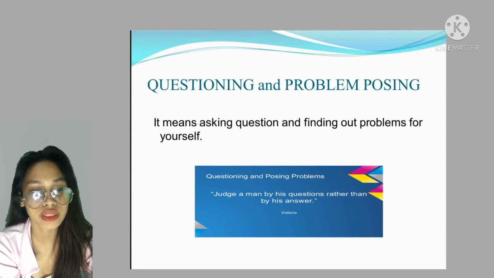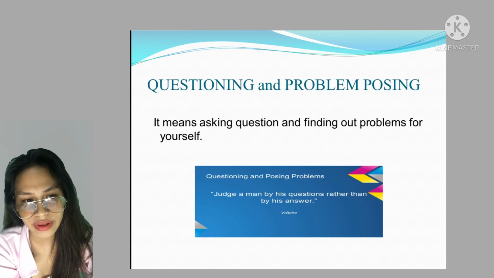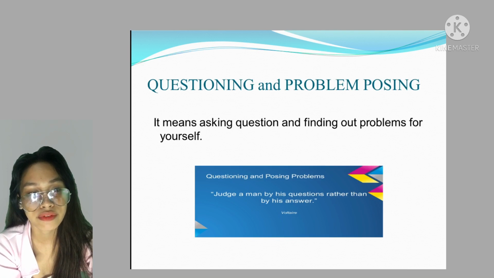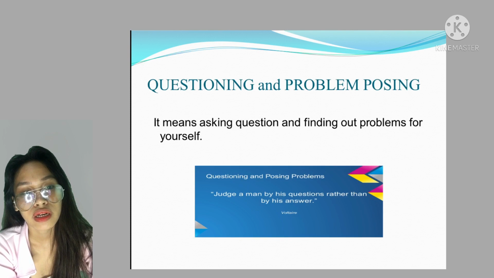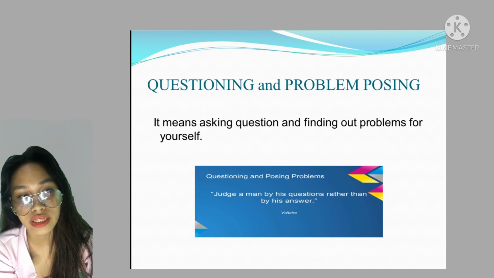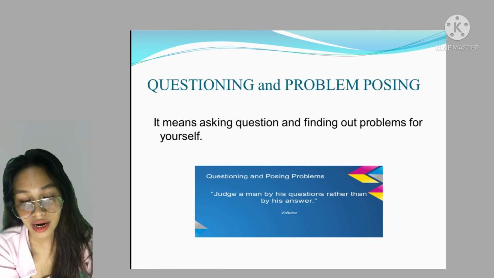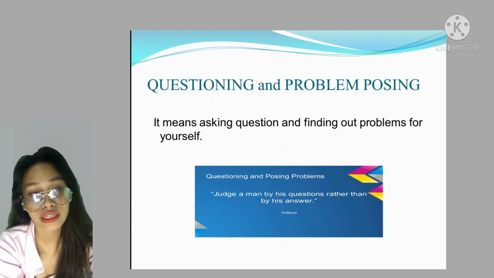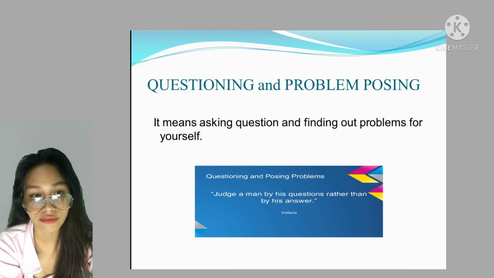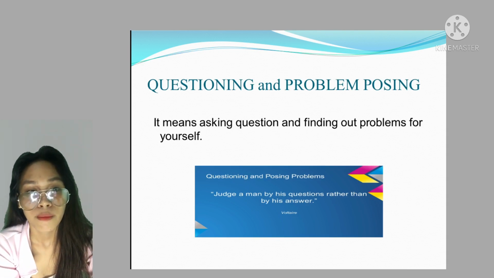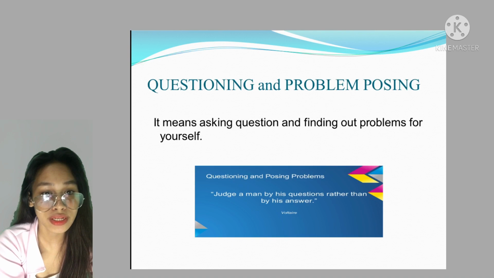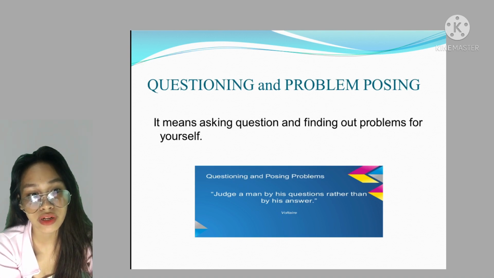Questioning and problem posing. It means asking questions and finding problems for yourself. It involves a questioning attitude, knowing that data are needed, and developing questioning strategies to produce those data, which is finding problems for yourself. To be questioned, to be a problem, represents a difficult situation, to ask a question.